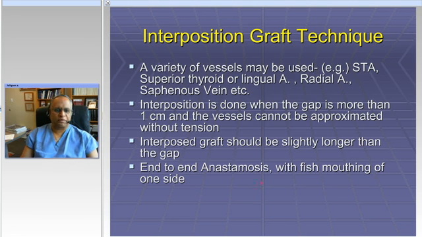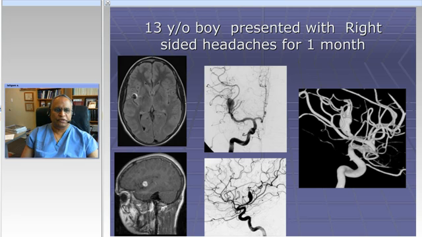The interposed graft should be slightly longer than the gap, and you perform end-to-side anastomosis on both sides. So here's one example. This is a 13-year-old boy who presented with right-sided headaches for a month. And you can see this aneurysm of the M3 segment right here. You can see right here, M3, and this is the aneurysm, and then branches coming out, M4 branches.